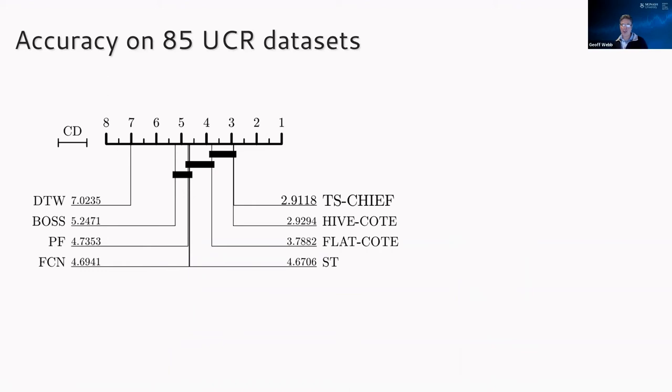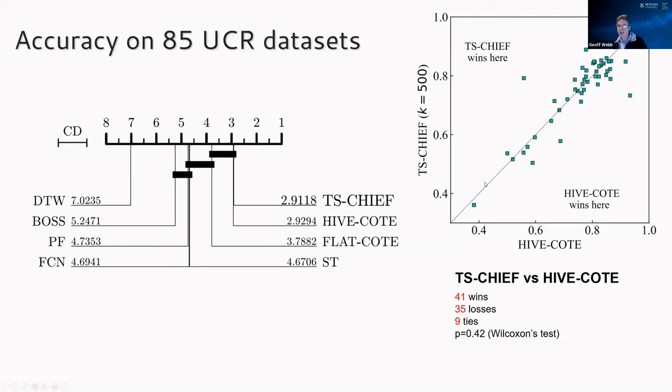When we add these two additional types of splitters, TS-CHIEF was able to achieve the same level of accuracy as HIVE-COTE. And here I'm showing a scatter diagram. Each of these little boxes represents one of the University of California Riverside benchmark tasks. We're plotting the accuracy of TS-CHIEF against the accuracy of HIVE-COTE for each of these tasks. Above this line means TS-CHIEF has the higher accuracy. Below the line means HIVE-COTE has the higher accuracy. One of the nice things is that there are some tasks for which each is significantly more accurate than the other. And why is this nice? Because it shows that there's still a lot of room for developing more accurate time series classifiers.